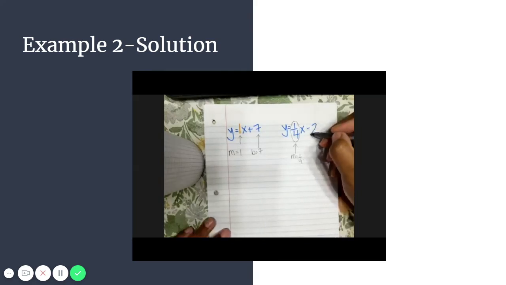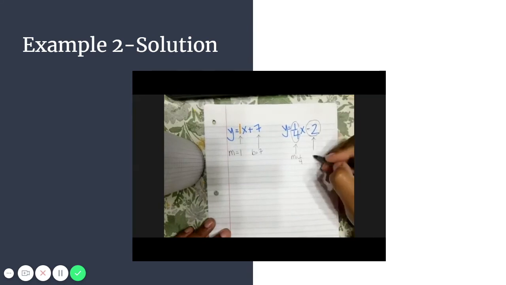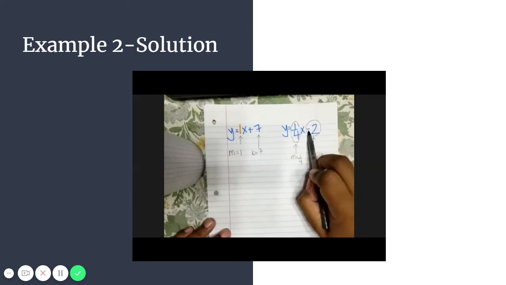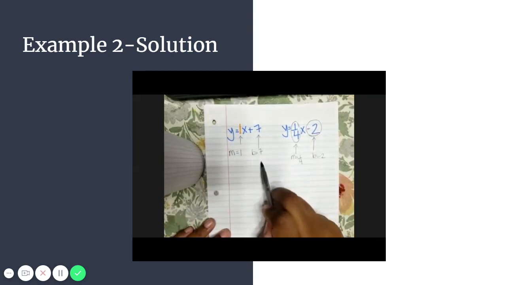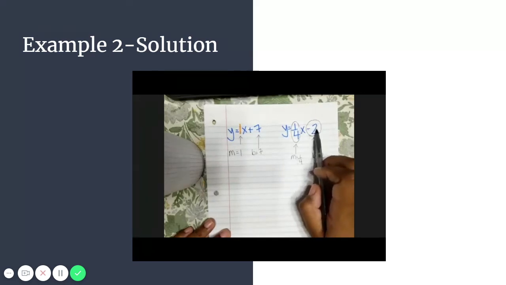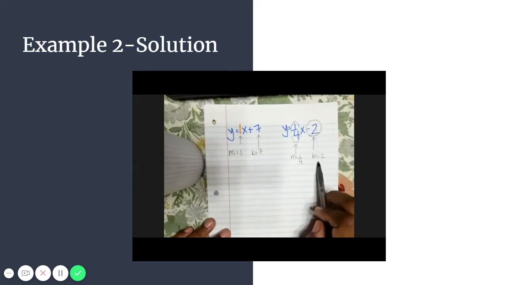And then the y-intercept would be -2 because we had the subtraction sign. So notice here when we had the addition sign, it was +7. And with the subtraction sign, it becomes negative, as in -2.